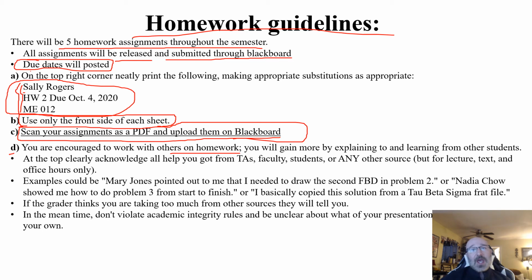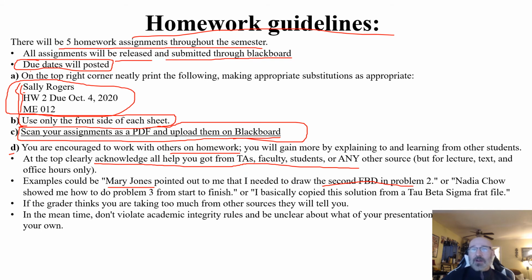With that being said, please don't cheat, don't copy, don't just hand in somebody else's homework. And if you met with me, the TA, or other students, and they helped you out with something, please make a note of that in your assignments when you turn it in. Say, hey, I worked with Mary Jones. She mentioned I really needed to do this free body diagram, so we both worked together to come up with a SolidWorks drawing.